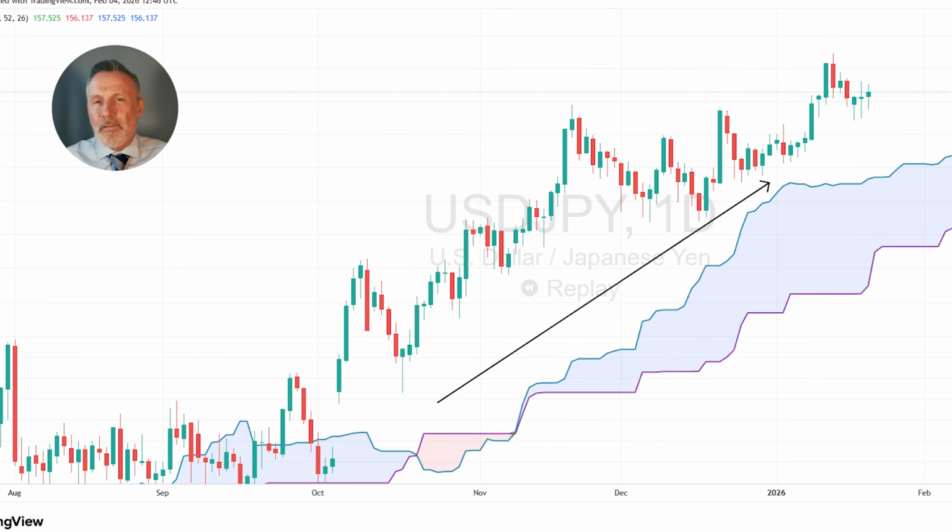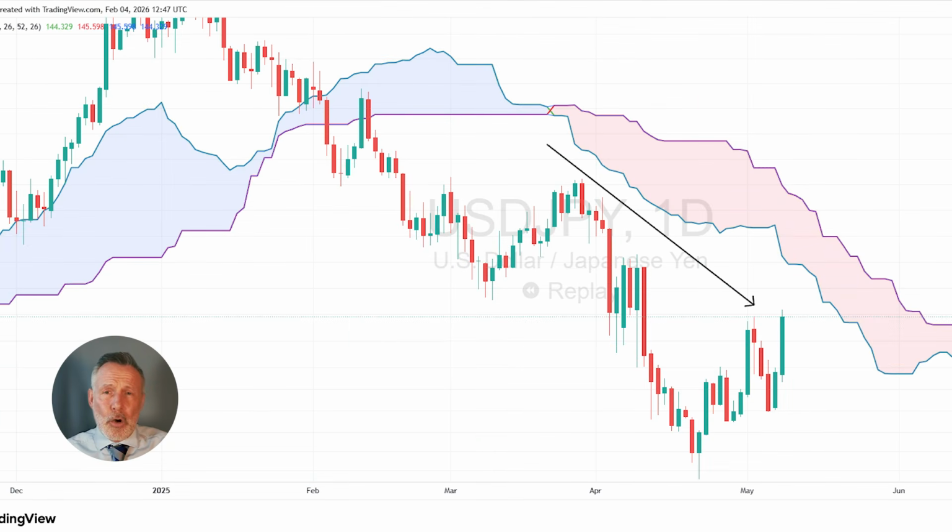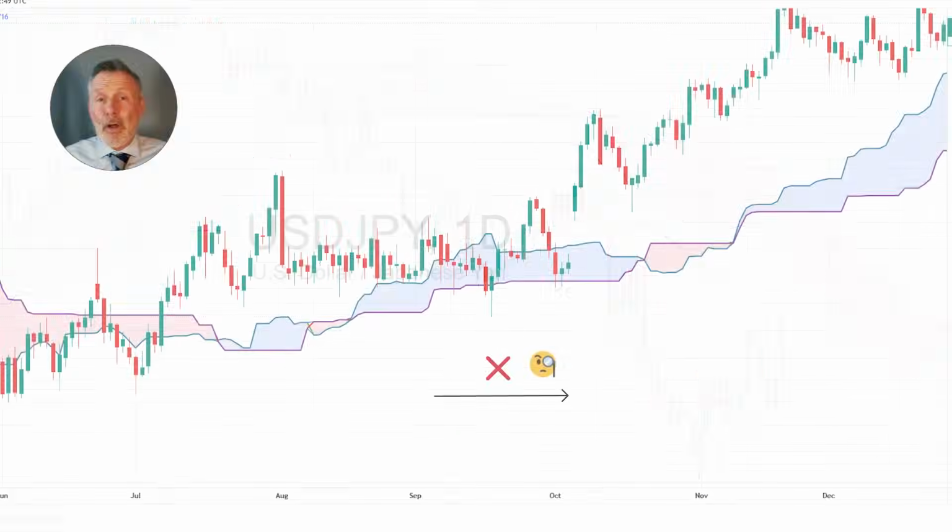We must remember that the Ichimoku cloud is not an indicator that will catch swing highs and swing lows, but a momentum tool that is intended to keep you on the correct side of the medium-term trend. Let's run through what we have learned. Price above the cloud holds a bullish bias. Price below the cloud holds a bearish bias. And price inside the cloud is generally regarded as a no trade zone.